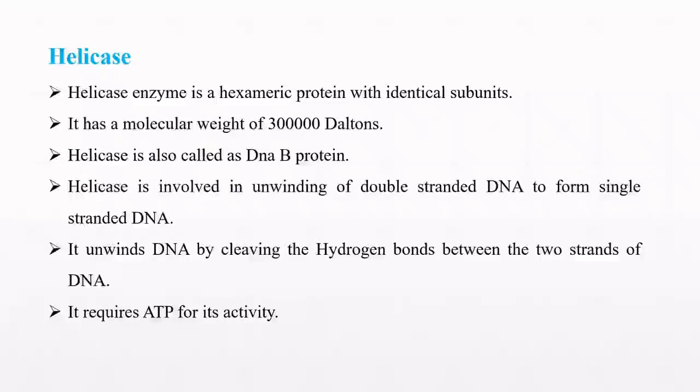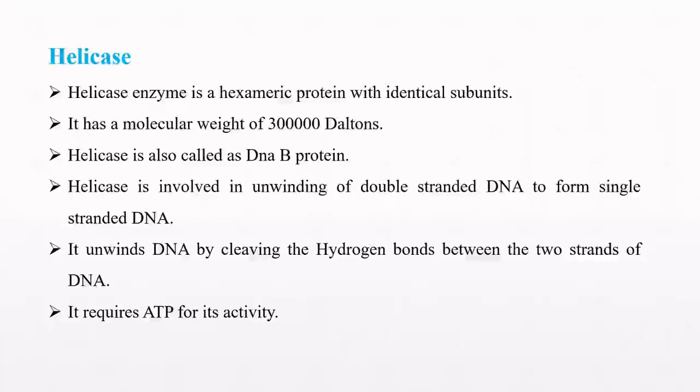Then comes the helicase enzyme. Helicase is a hexameric protein with identical subunits, and it has a molecular weight of 3 lakh Daltons. It is encoded by the DNA B gene, and hence it is also called DNA B protein. Helicase is involved in unwinding double-stranded DNA to form single-stranded DNA.